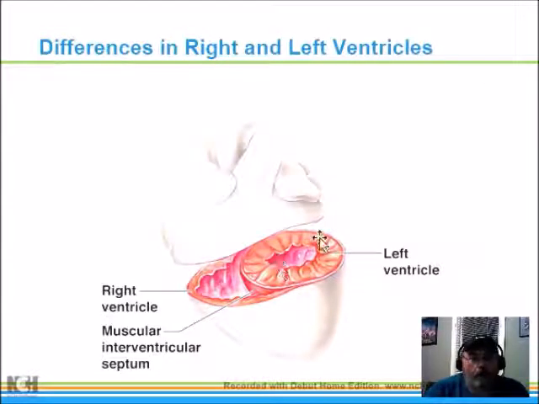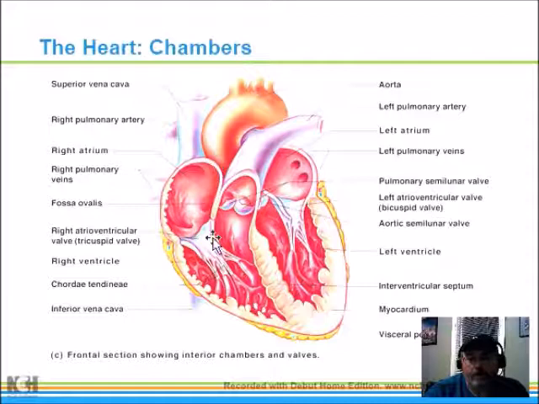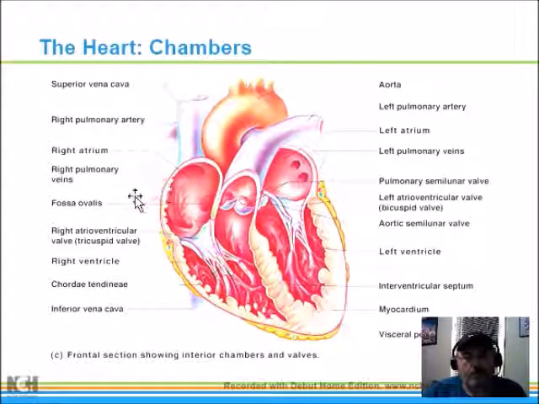But if you were to look at the heart, you would notice if you cut it that one side has very thick walls and one side has very thin walls. This is because the right side of the heart is receiving blood from the body under pretty low pressure, and then it pumps that blood to the lungs. So it doesn't have to pump it very far, so it doesn't have to use as much force. So the muscle on the right side of the heart is fairly thin.